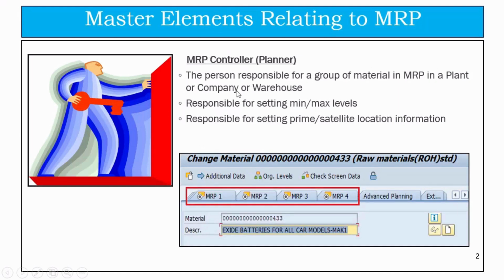MRP controllers are the people responsible for the planning of a material. In production, it is their job to maintain the safety stocks of the material. They do the planning based on previous periods, and they do the forecasting.